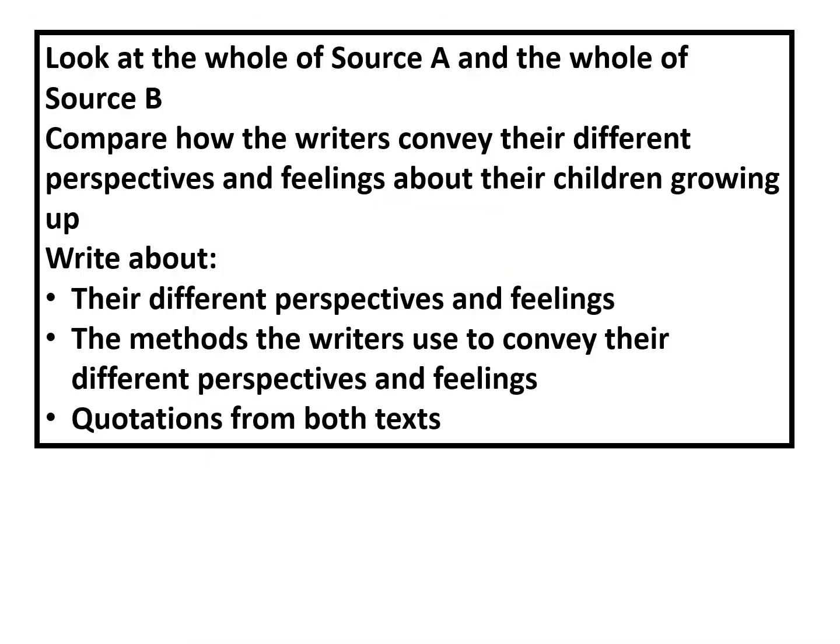So here is an example of a paper 2 question 4. We have already gone through this question with you in class, that is why I'm using it. Look at the whole of source A and the whole of source B. Compare how the writers convey their different perspectives and feelings about the children growing up. Write about their different perspectives and feelings. The methods, that's language and structure, the writers use to convey their different perspectives and feelings, and quotations from both texts. In 2 of the bullet points, they are specifically talking about perspectives.